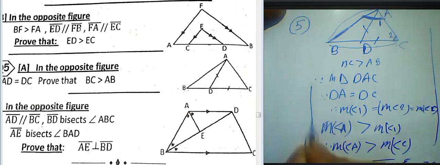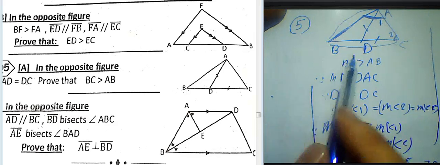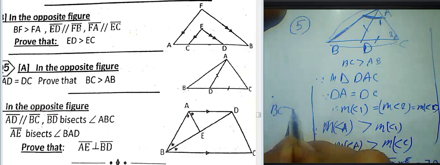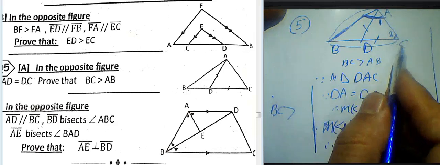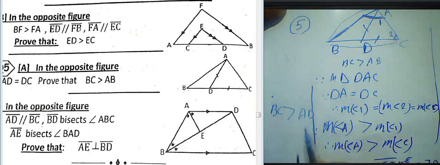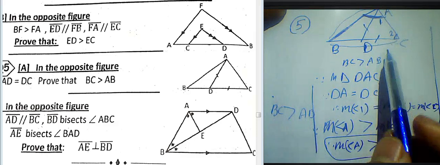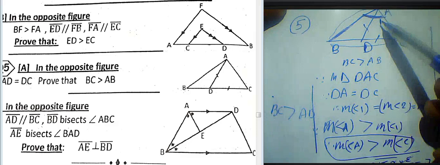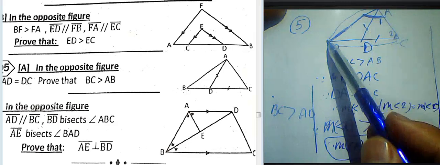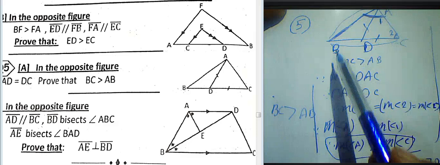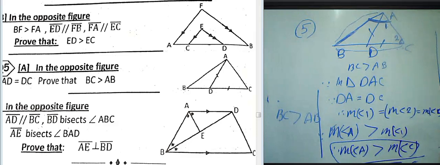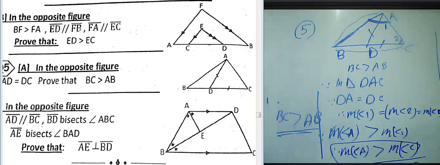Okay, then we can prove that BC will be greater than what? AB, because the side length BC is opposite angle A and AB is opposite angle C. Then we have the relation about the two sides here. BC will be greater than BA. Okay, understood? Okay, last one here, the end question.